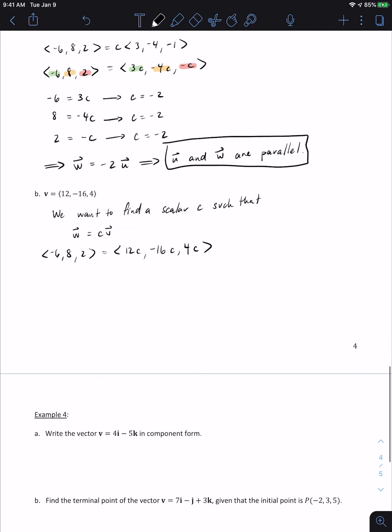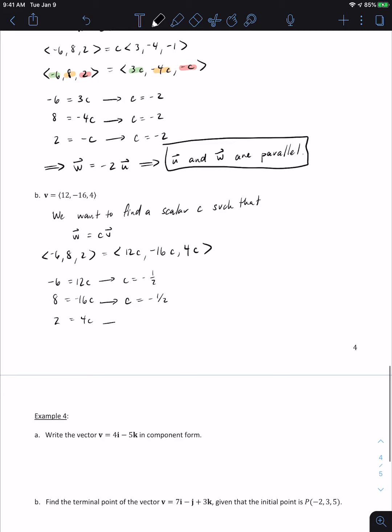Right? So again, we equate our components. So I get negative 6 is equal to 12c. I get 8 is equal to negative 16c. And I get 2 is equal to 4c. So if I solve these three equations for c, I get c is equal to negative 1/2. The second one, I get c is equal to negative 1/2, so we're feeling good. But unfortunately, in the third one, I get c is equal to positive 1/2, right? So these are not all three the same c.